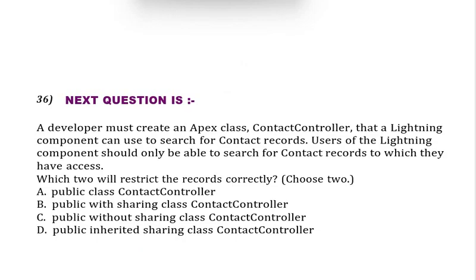Question is: a developer must create an Apex class, ContactController, that a Lightning component can use to search for contact records. Users of the Lightning component should only be able to search for contact records to which they have access. Which two will restrict the records correctly?